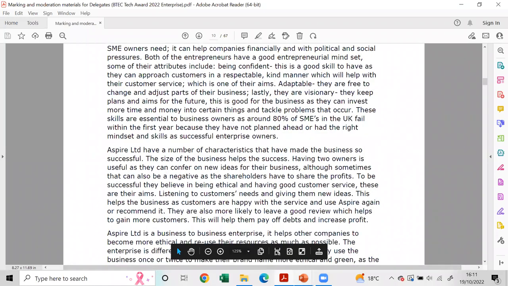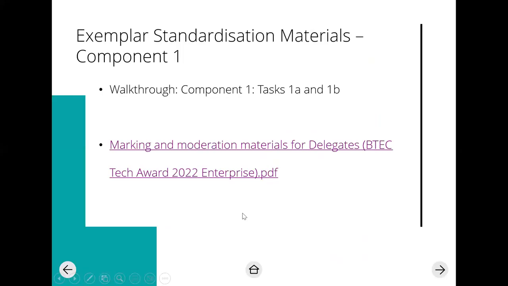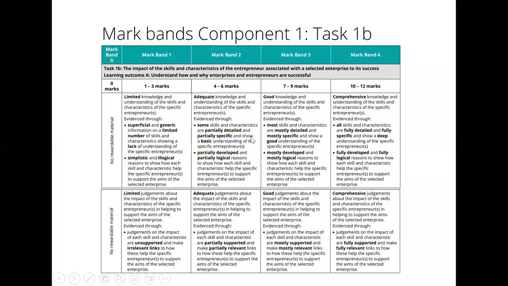Then you've got to make that judgment of, well, have they developed any of those? Any of them? Have they attempted to link these skills in terms of supporting the aims? Have they thought about the impact of those skills and characteristics? Which mark band do you think this falls into? And again, just quickly stick it in there and we will see what people say.